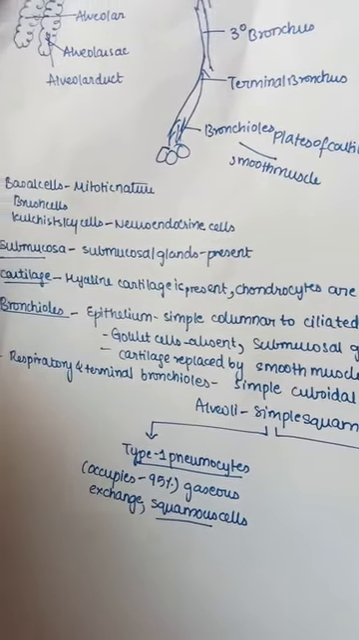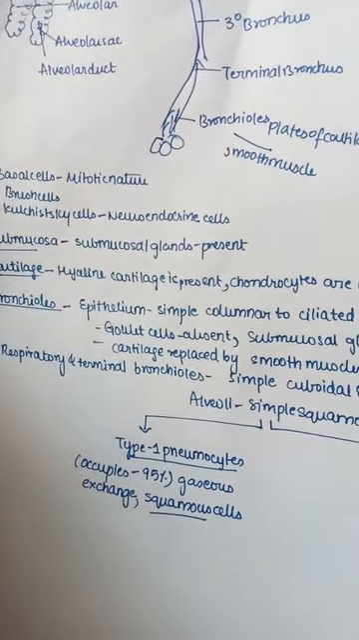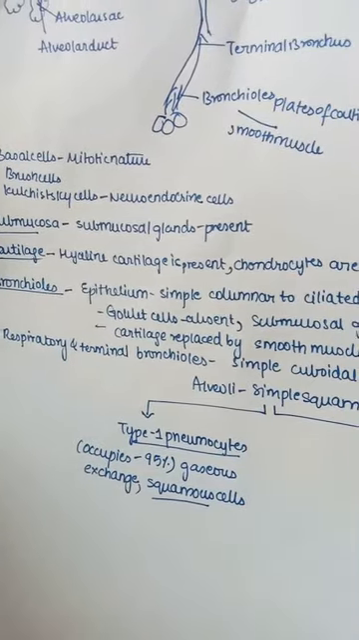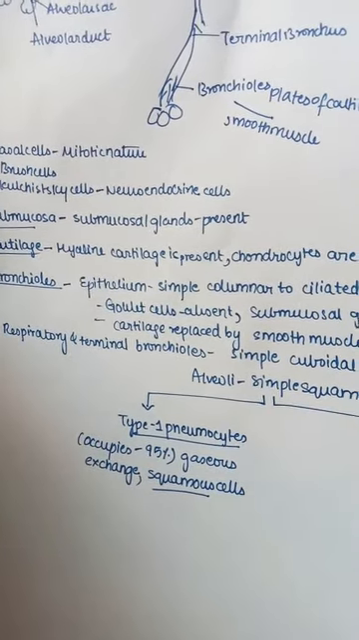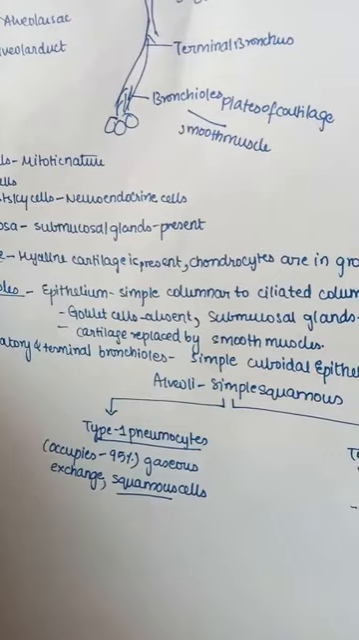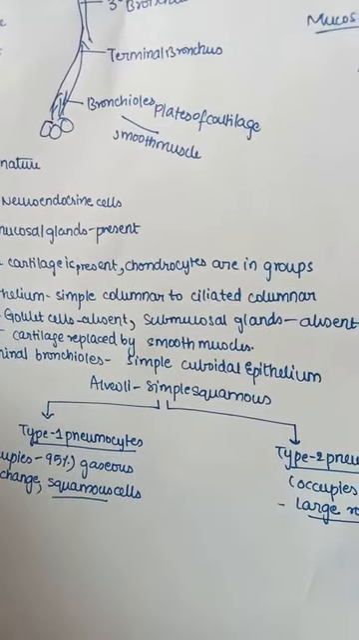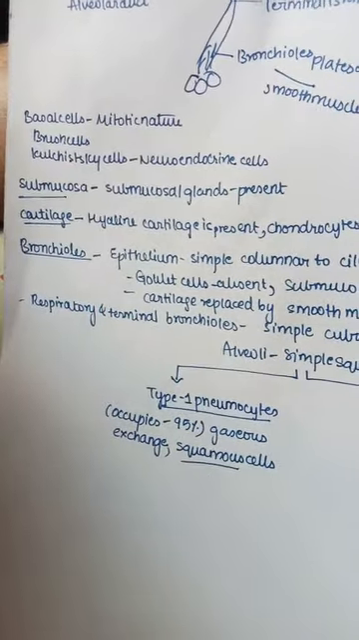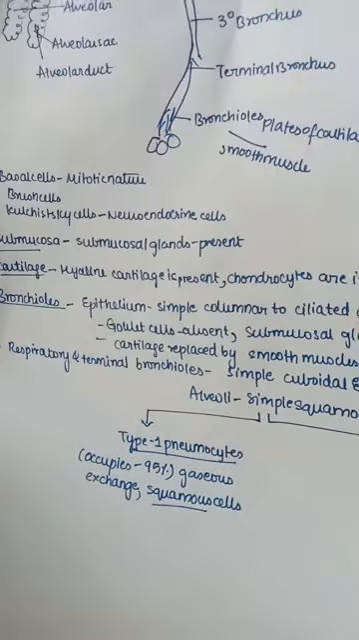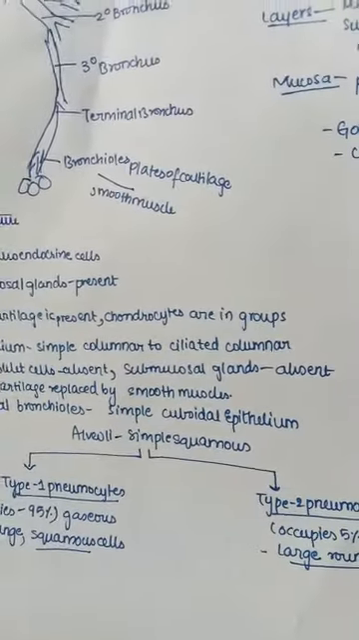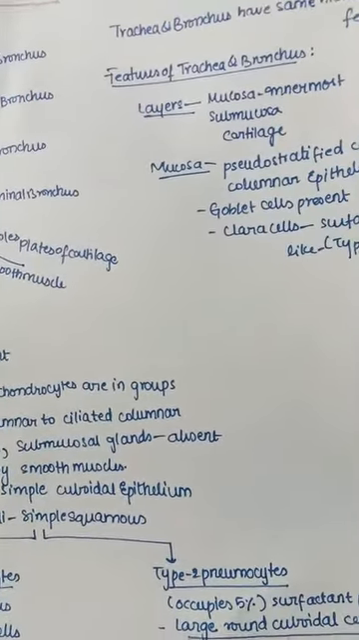That is the next layer, the middle layer. It contains the submucosal glands. And next, the outermost layer, the cartilage. It mainly has hyaline cartilage, same as our trachea, and the chondrocytes are present in groups. So this is the mucosa, submucosa, and cartilage. All this is about the trachea.